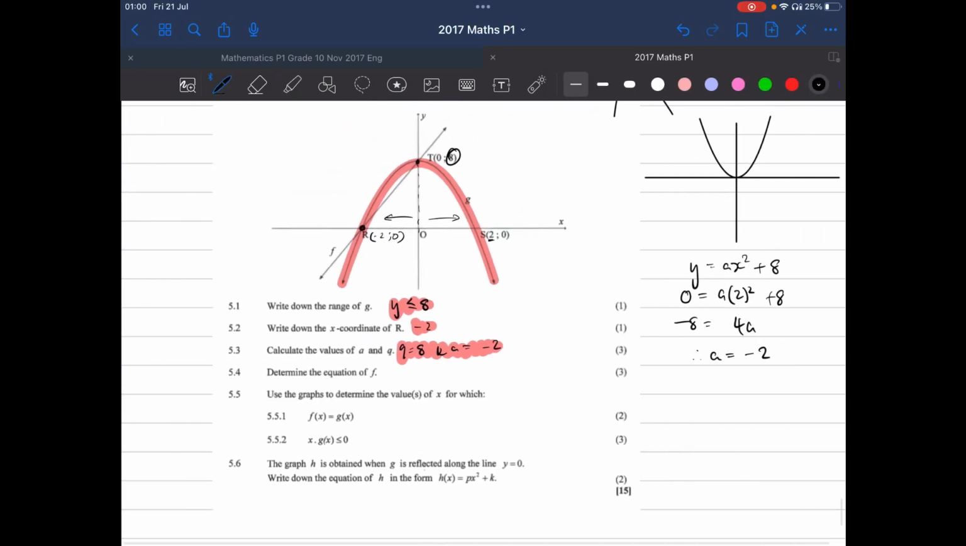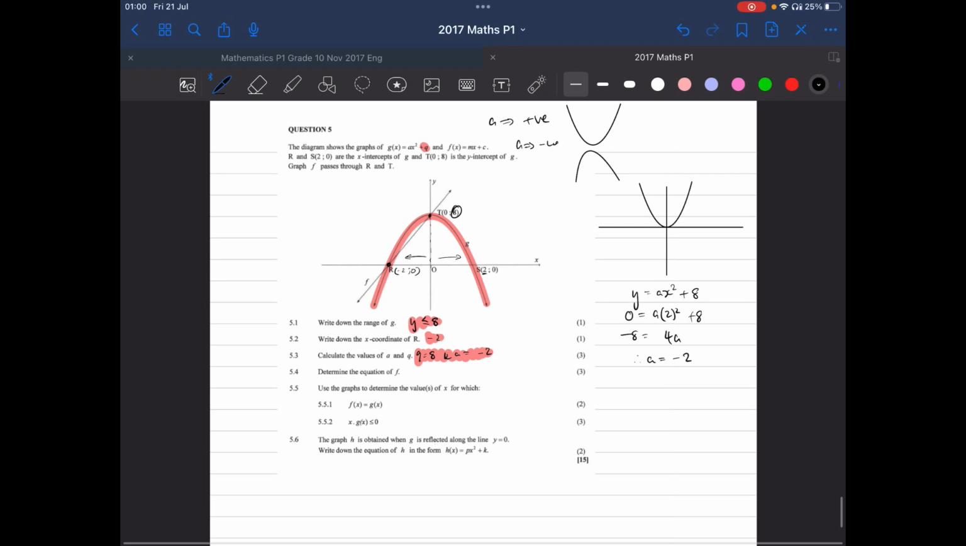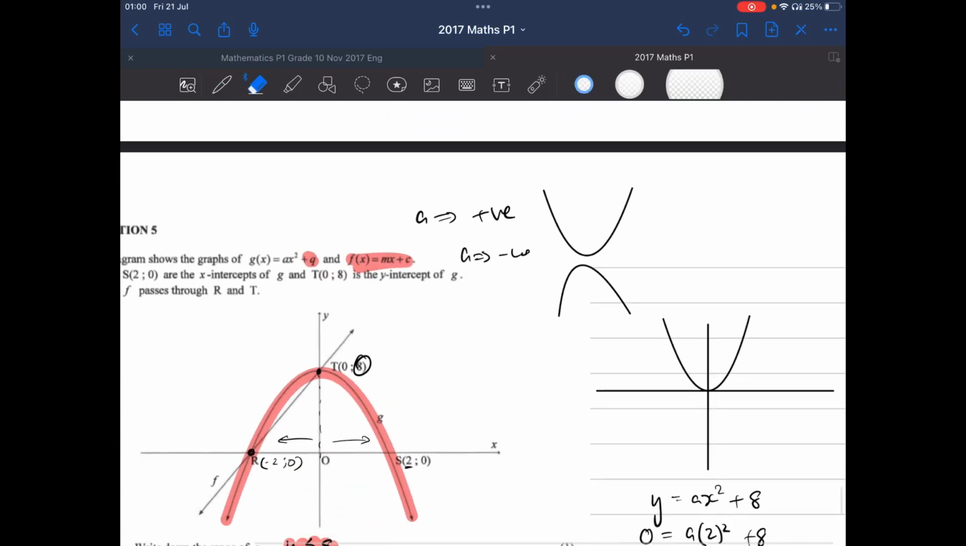Determine the equation of f. So f is our straight line, right? We have mx plus c. Now let's break this down. I'm going to get rid of this for now.